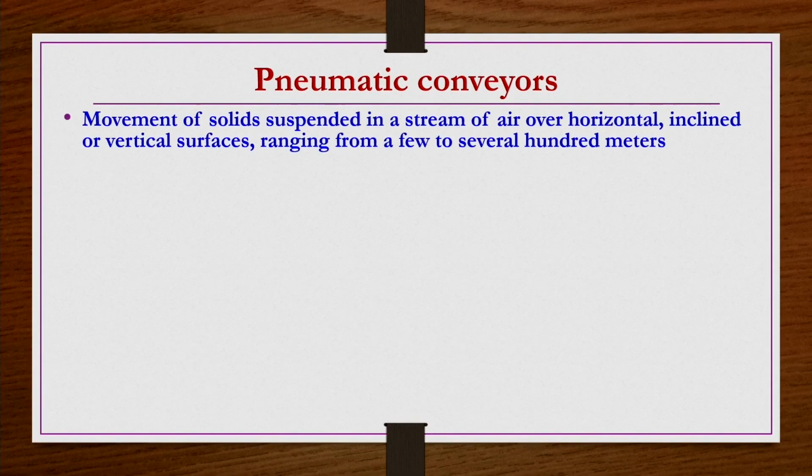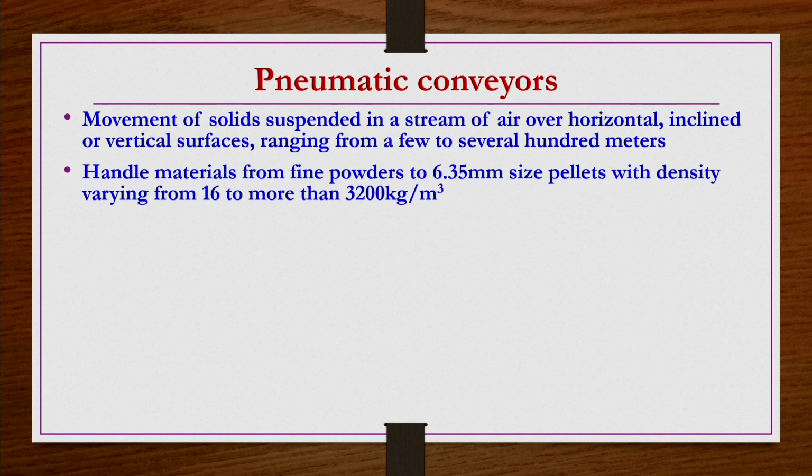So, pneumatic conveyors are where the movement of solids occurs by suspending them in a stream of air over horizontal, inclined or vertical surfaces, ranging from a few meters to several hundred meters in general. They can handle fine powders of a few microns in size to pellets of 6.35 mm in general. They can also handle materials of different densities, from as low as 16 kg per meter cube to as high as more than 3200 kg per meter cube.